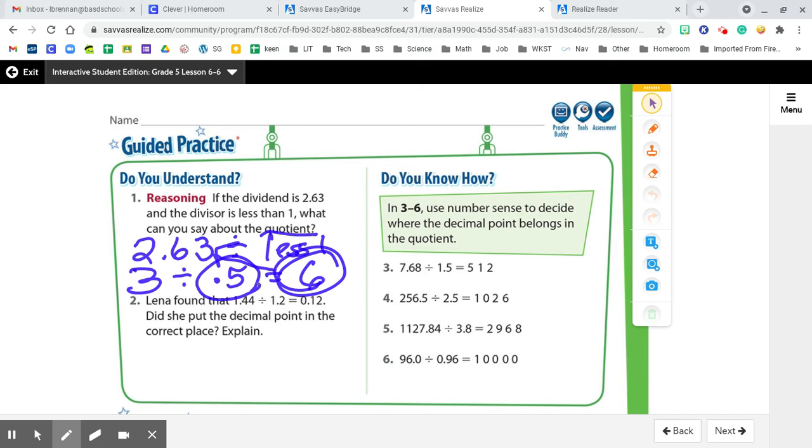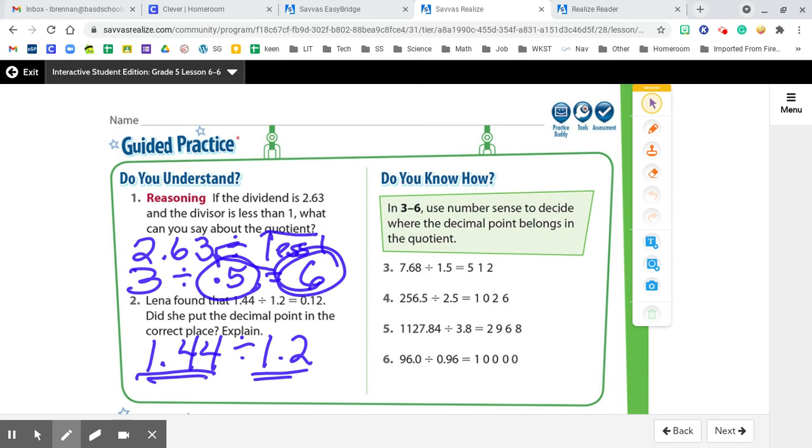Lena found that 1.44 divided by 1.2 equals 0.12. Did she put the decimal in the correct place? Let's see. 1.44 divided into groups of 1.2. So think about it. If I'm dividing it into groups that have 1.2 in them, so my answer should be, if I look at my dividend, that's 1.44.